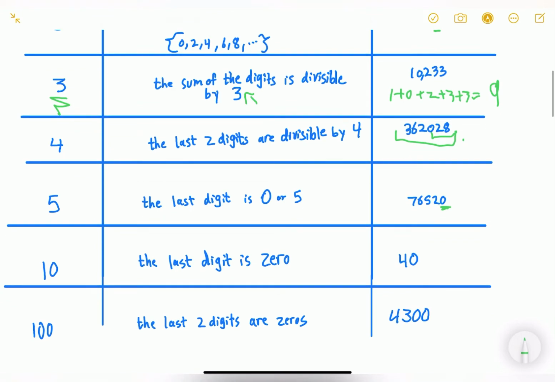10. A number is divisible by 10 if the last digit is 0. Here, 100. The last two digits are zeros. So this number is divisible by 100 because the last two digits are zeros. So this means that this number is divisible by 5, 10, and 100. Let's move on to the practice problems.